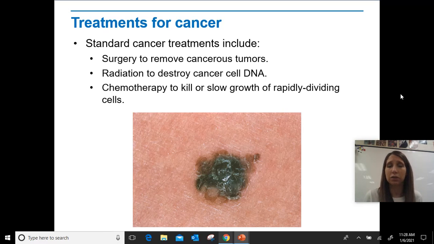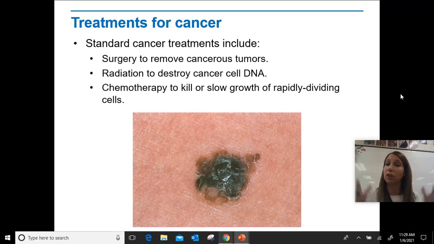Radiation can also be used to get rid of cancerous cells. The way that works, we're using wavelengths of light essentially to damage DNA so that it no longer can allow a cell to replicate. Or if a cell replicates, it's going to lack the DNA codes that it needs to be able to function. And so with radiation, this is, again, for more of those localized tumors.